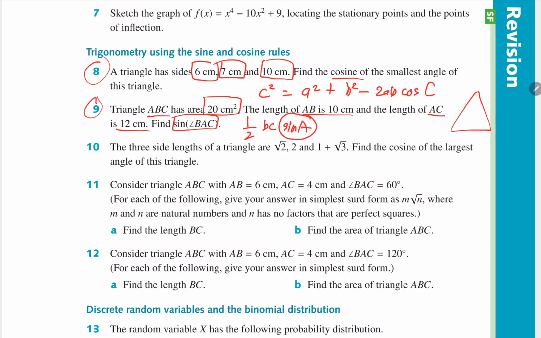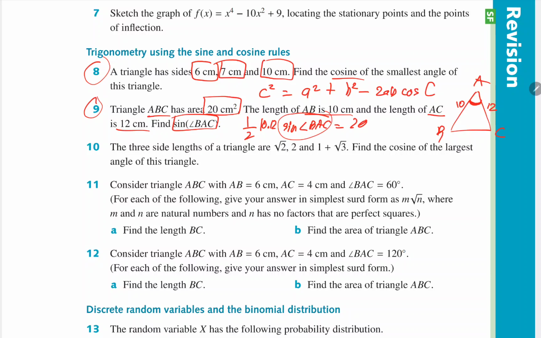So for example, in this case, we have A, B, and C. We know AB is 10, AC is 12. Note that I'm drawing this, so you should draw that when you're doing the question as well. Find the sine of angle BAC. That's literally just the included angle. So the area is half times the two other sides, so half times 10 times 12 times the sine of angle BAC equals the area, 20. Basically just algebra, work it out. They don't even ask you for the angle, because it's tech free. They ask for what that value is.